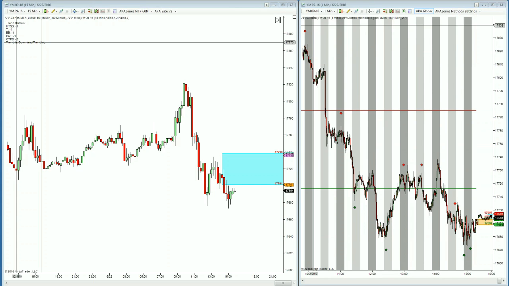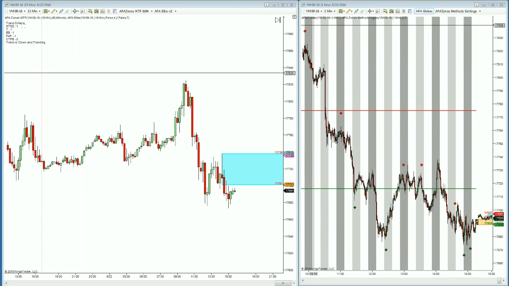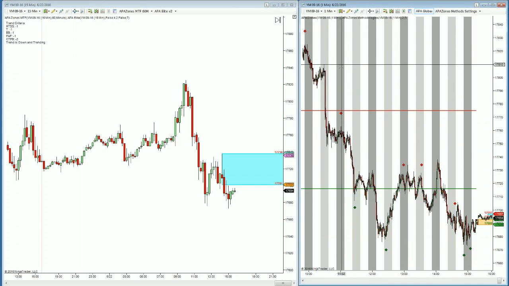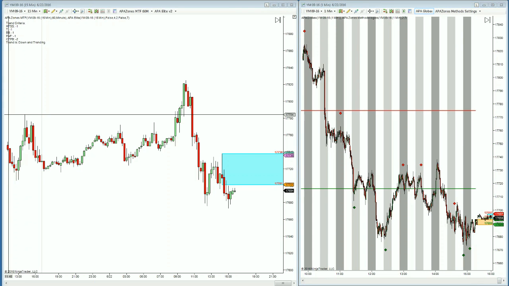So basically, here's my context chart, okay? My trend is down and trendy. Here is my entry chart. So those are the two different charts that I use. And again, this is just a very simple two-chart setup, all right?